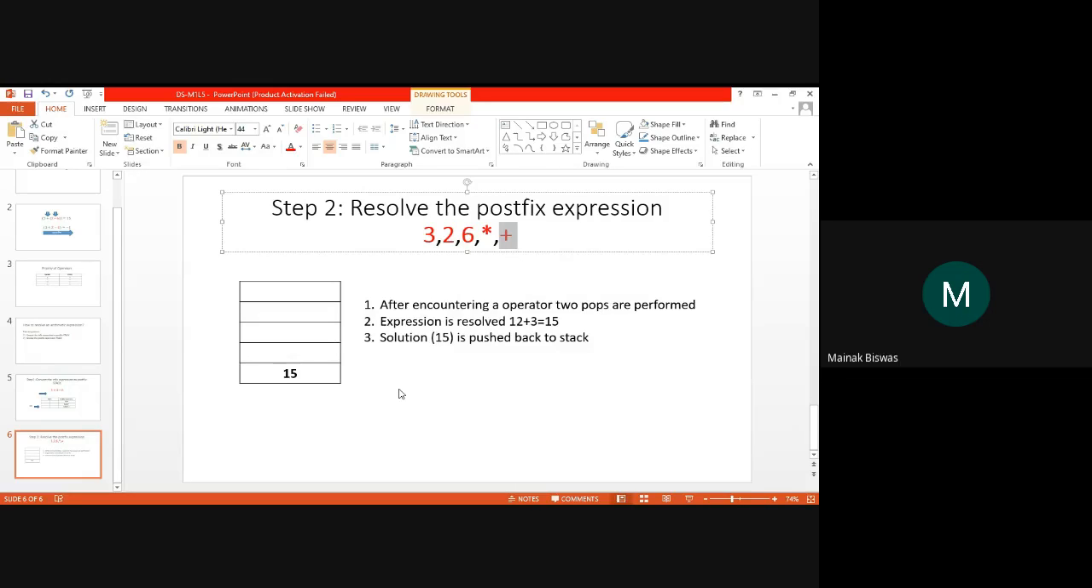Now, if you have any question, you can ask me. We are going to a complex operation now. So if you have any question, ask now. We are going to handle a complex arithmetic expression. No question? Okay, so we are going to handle a complex operation.